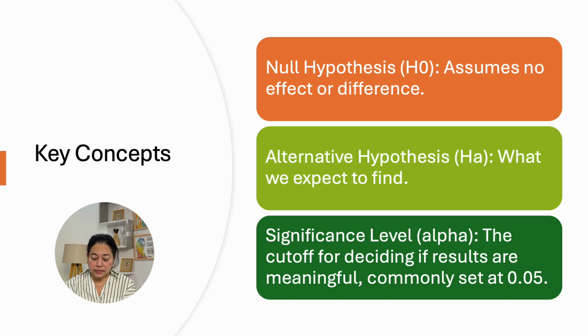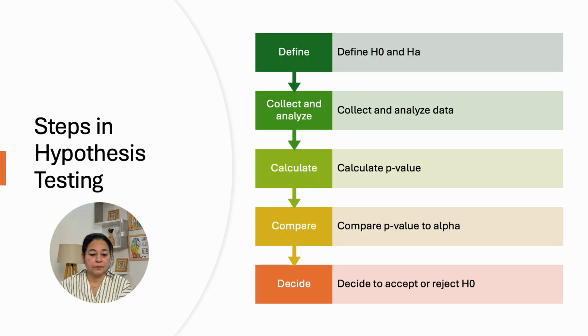So in other words, let's sum up. The null hypothesis assumes no effect or no difference, and the alternate hypothesis is what you actually expect to find, and the significance level alpha, commonly set at 0.05, is the threshold for deciding if the results are really meaningful. So these concepts will guide the marketers to decide when to trust their findings.